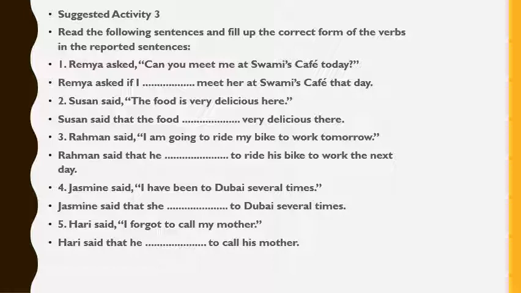Susan said, "The food is very delicious here." Here becomes there. And what is the past tense of is? Was. Susan said that the food was very delicious there. Rahman said, "I'm going to ride my bike to work tomorrow." Tomorrow becomes the next day. I am going becomes he was going. Rahman said that he was going to ride his bike to work the next day.